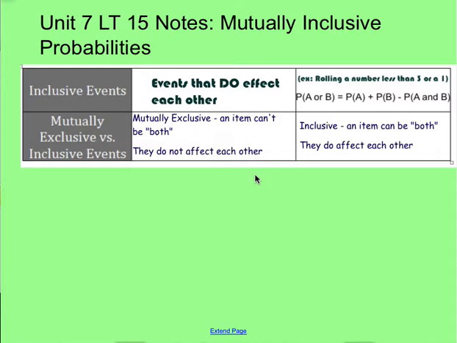Mutually exclusive versus inclusive. Mutually exclusive is an item that can't be both. That's what we worked on in the previous note sheet. Inclusive is when an item can be both. So today we're going to be working on when things could be more than one thing, meaning they do affect each other. Let's take a look at an example.